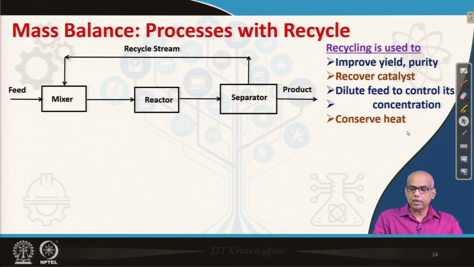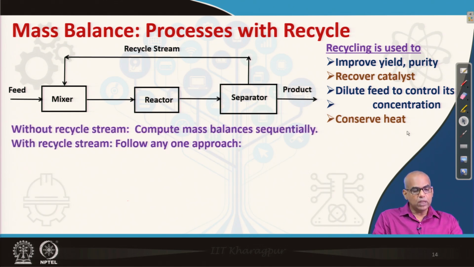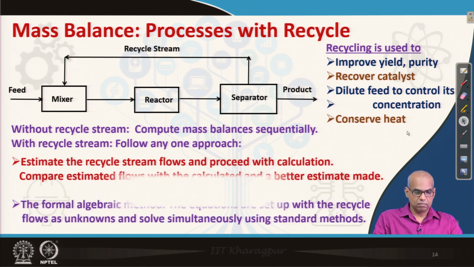You may use recycle to recover catalyst. You may want to dilute feed to control its concentration. You may also conserve it. So, the recycling will serve several purposes. Without recycle stream, we can compute mass balance sequentially. There won't be any problem. With recycle stream, you cannot compute mass balance in a straightforward sequential manner.